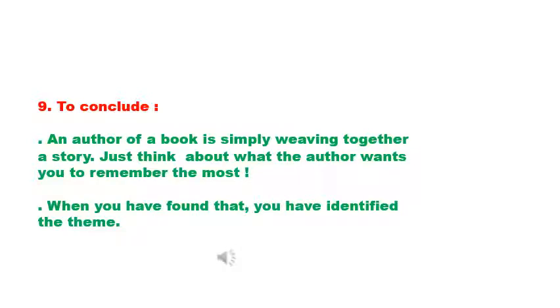Students, finally I come towards the conclusion. An author of a book is simply weaving together a story. Just think about what the author wants you to remember the most. When you have found that, you have identified the theme. That means you have to recall what the author wants to say and the message the author gives you.